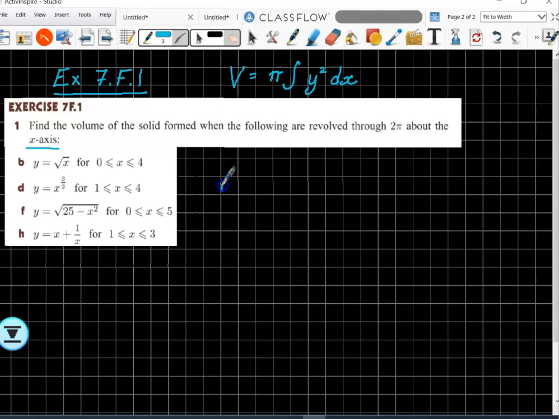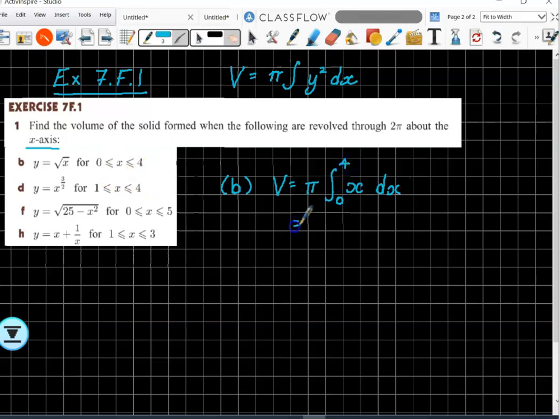So if we're doing b, we are saying our volume is going to be pi times this function squared. Don't forget to square it. That's a key thing that people forget. So that'll just be x dx. And what are we going to integrate it between? 0 and 4, right? Really simple.